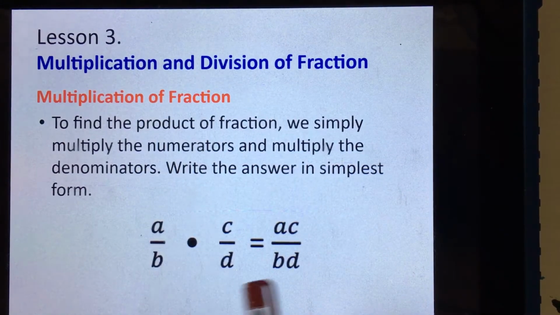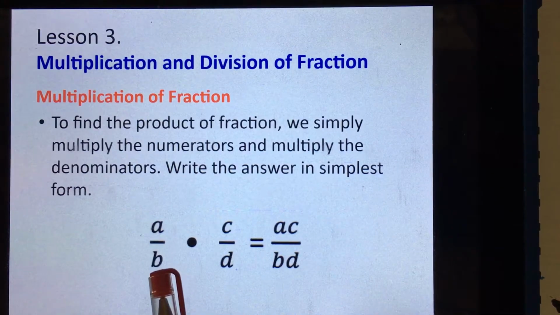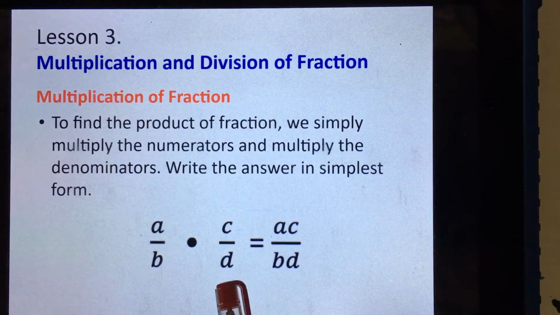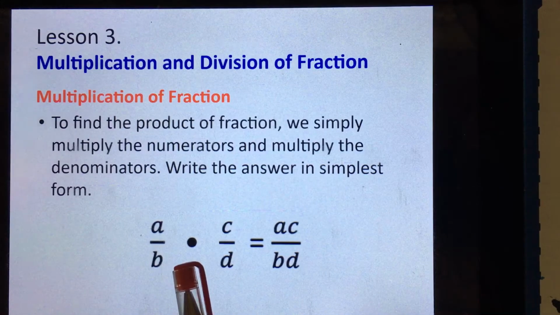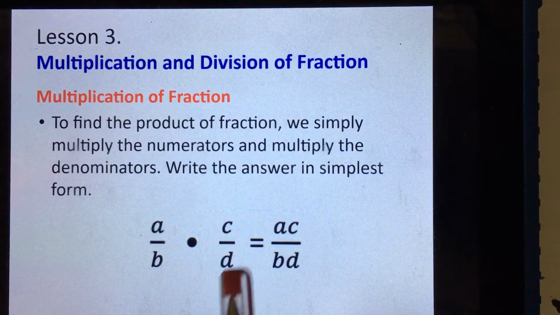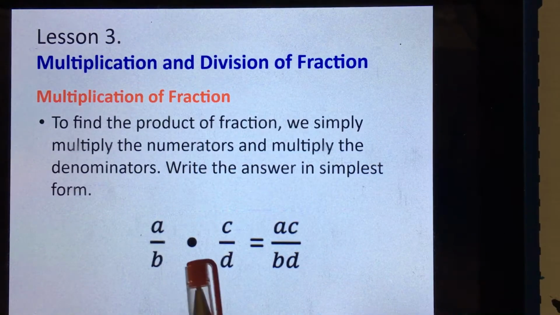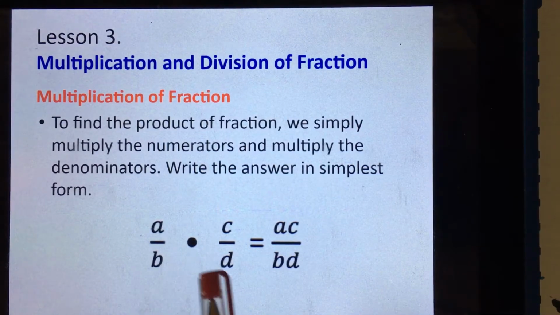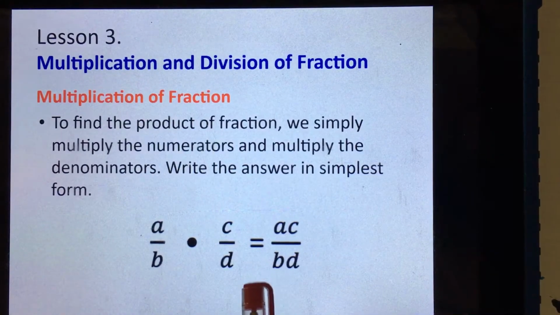For example, in this one, A is our numerator and B is our denominator. In the second fraction, C is our numerator and D is our denominator. Let us use the dot symbol to represent multiplication, or you may use parentheses. They are all the same. Numerator times numerator, A times C, is AC. B times D is BD. We just multiply the two numerators and the two denominators.